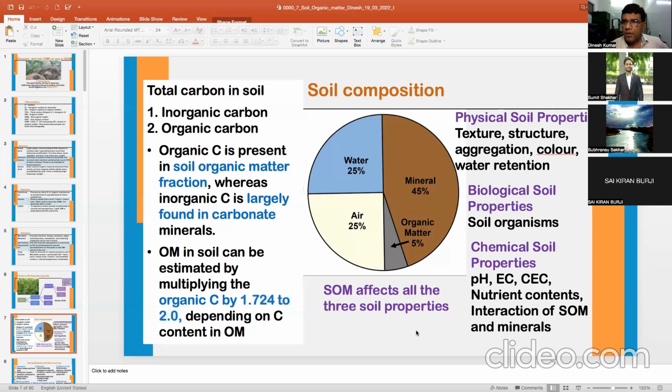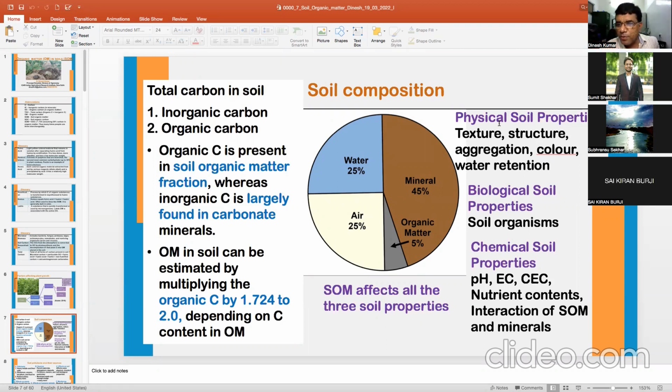Now this organic matter, 5% organic matter, although the content is just 5%, will affect physical, chemical, and biological properties of the soil. On the right side, you can see, many times students get confused about what properties of soil are part of the physical properties. So physical properties of the soil include texture, structure, aggregation, color, water retention, etc. So these are all physical, and some more are there. Flocculation, deflocculation, and compaction, soil compaction, etc. So these are all physical properties of the soil, and they are influenced by organic matter.